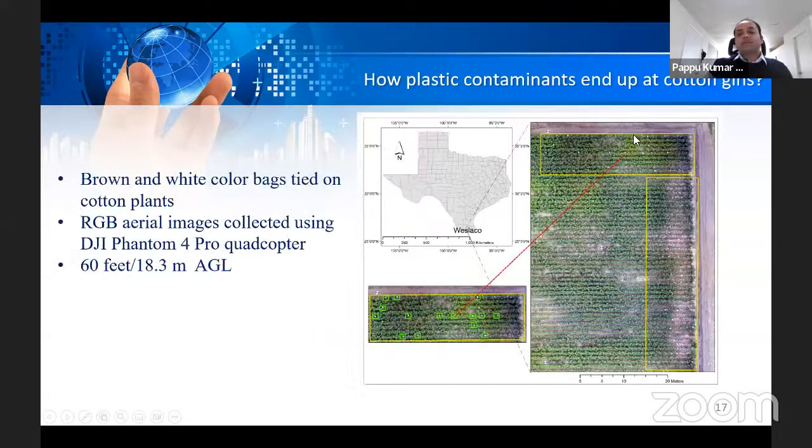So in our experiment, as I mentioned, we tied two colors of bags, white bags and brown bags. Then we flew our drone at 60 feet, or 18.3 meters, from the ground, and used our computer vision algorithm to detect them. Our idea was also to test which color of bags gets detected at a higher accuracy. Can we detect brown bags at higher accuracy, or white bags?